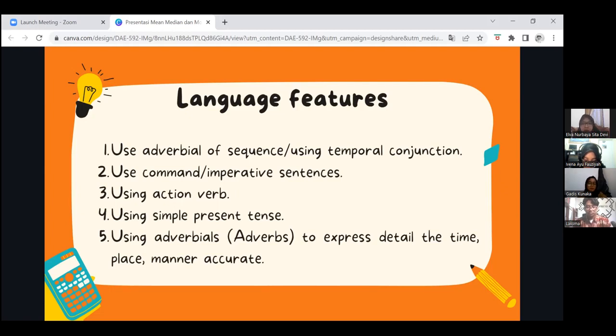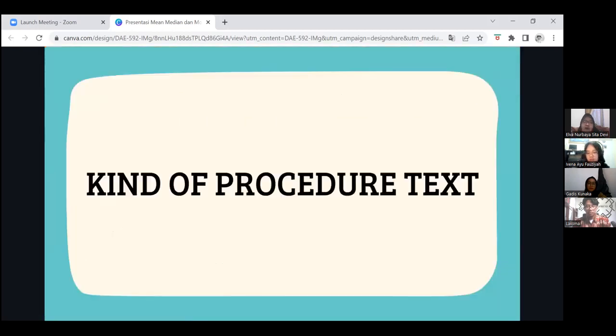Examples are cut, wash, and so on. Number four is using simple present tense, for example, cut the tomatoes into 5 slices and others. And last is using adverbials or adverbs to express the style, place, manner, accuracy. Examples are for 5 minutes, for an hour, and so on. The next section is kinds of procedure text.